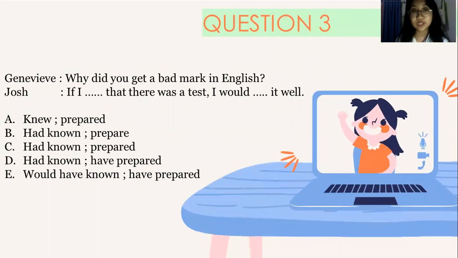We move on to question number 3. Why did you get a bad mark in English? If I blah blah blah that there was a test, I would blah blah blah it well. If you can see from the answer here, the first verb for the blank is know, and the second verb is prepare. And the answer for this question is D.